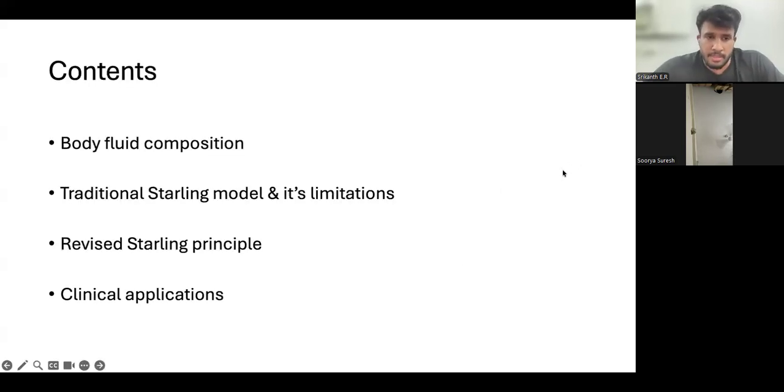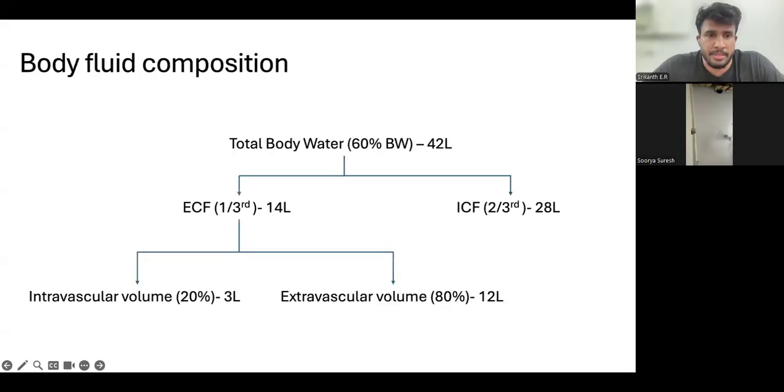So this is the outline of my topic. First, I'll talk about the basic body fluid composition, which is our traditional understanding of the Starling model, and then we'll go through its limitations. We'll then look at the revised Starling principle and what the clinical applications of this principle are in our day-to-day clinical practice.